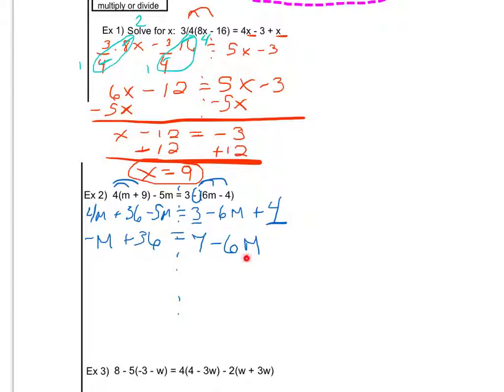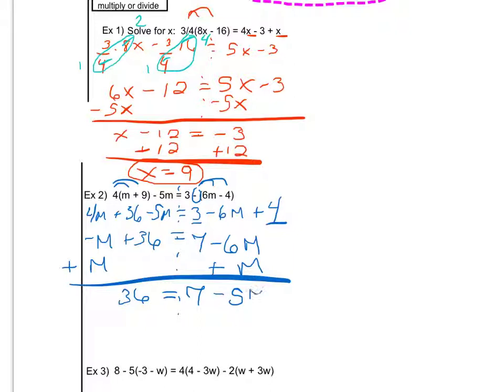Well, I have an m on the left and an m on the right, so I either have to add an m to get rid of the negative m or add 6m to get rid of the negative 6m. It doesn't matter which. I'll just go ahead and add an m, giving me 36 equals 7. Negative 6, sign belongs to the number, and positive 1m is a negative 5m.